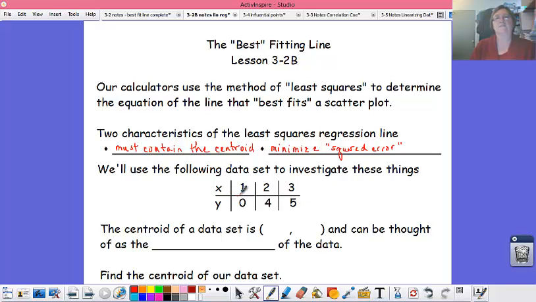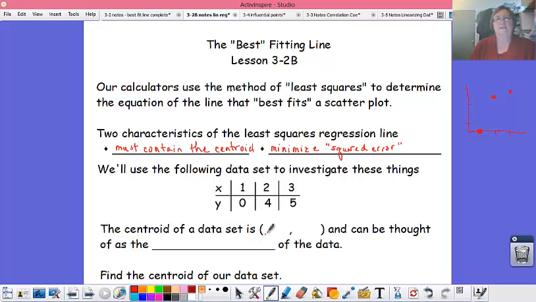We're going to look at a very small data set, and I would ask you to think about what this data set looks like real quickly. X is going 1, 2, 3. Y is going 0, 4, 5. So the first point is 1, 0, right here. The second point at 2, the data set says 4, so up in here, and then 3, 5 up here. Okay, real small data set.